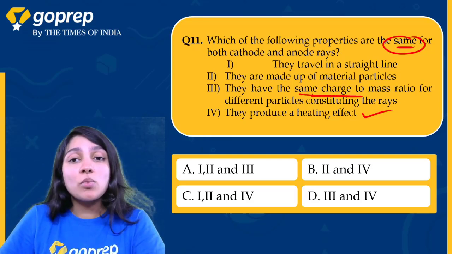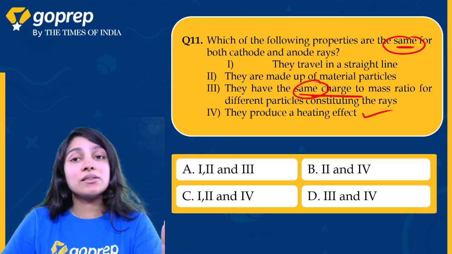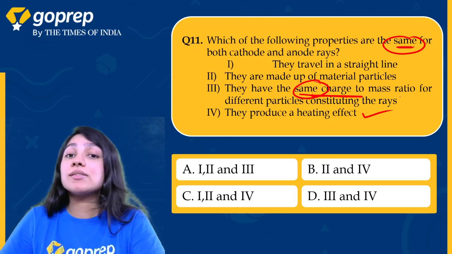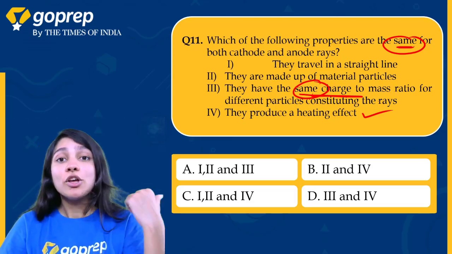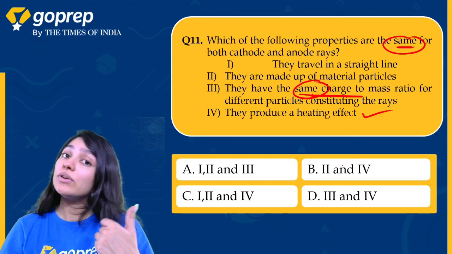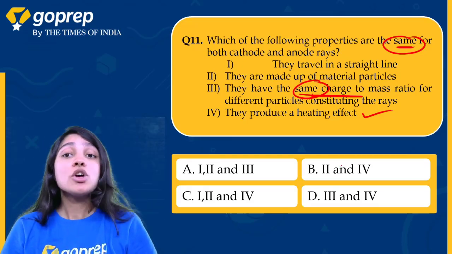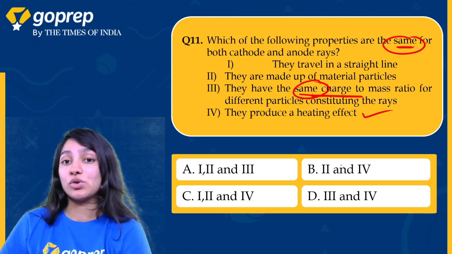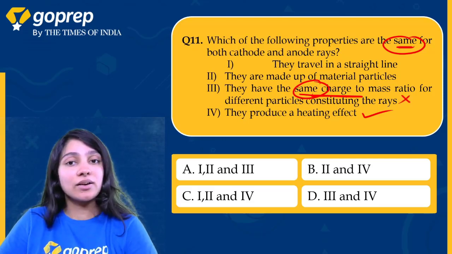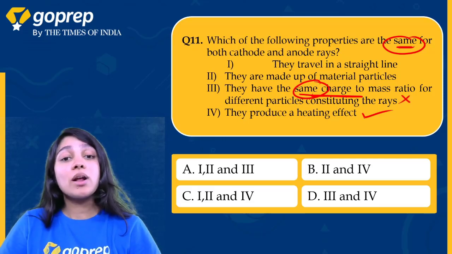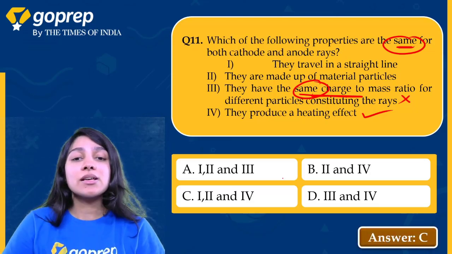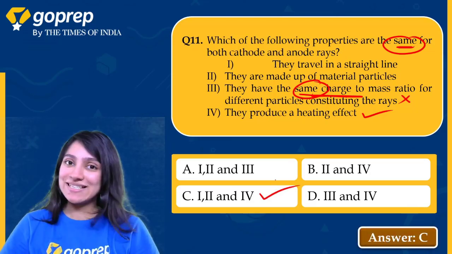But they have the same... the word here, same, makes a difference. They have got the same charge to mass ratio? No, the charge of both is also different. Cathode rays are made of electrons so they are negatively charged, protons are positively charged, right. So the charge to mass ratio is different, that is why statement 3 is incorrect. Statements 1, 2 and 4 are absolutely correct. Thus the correct answer for this is option C.